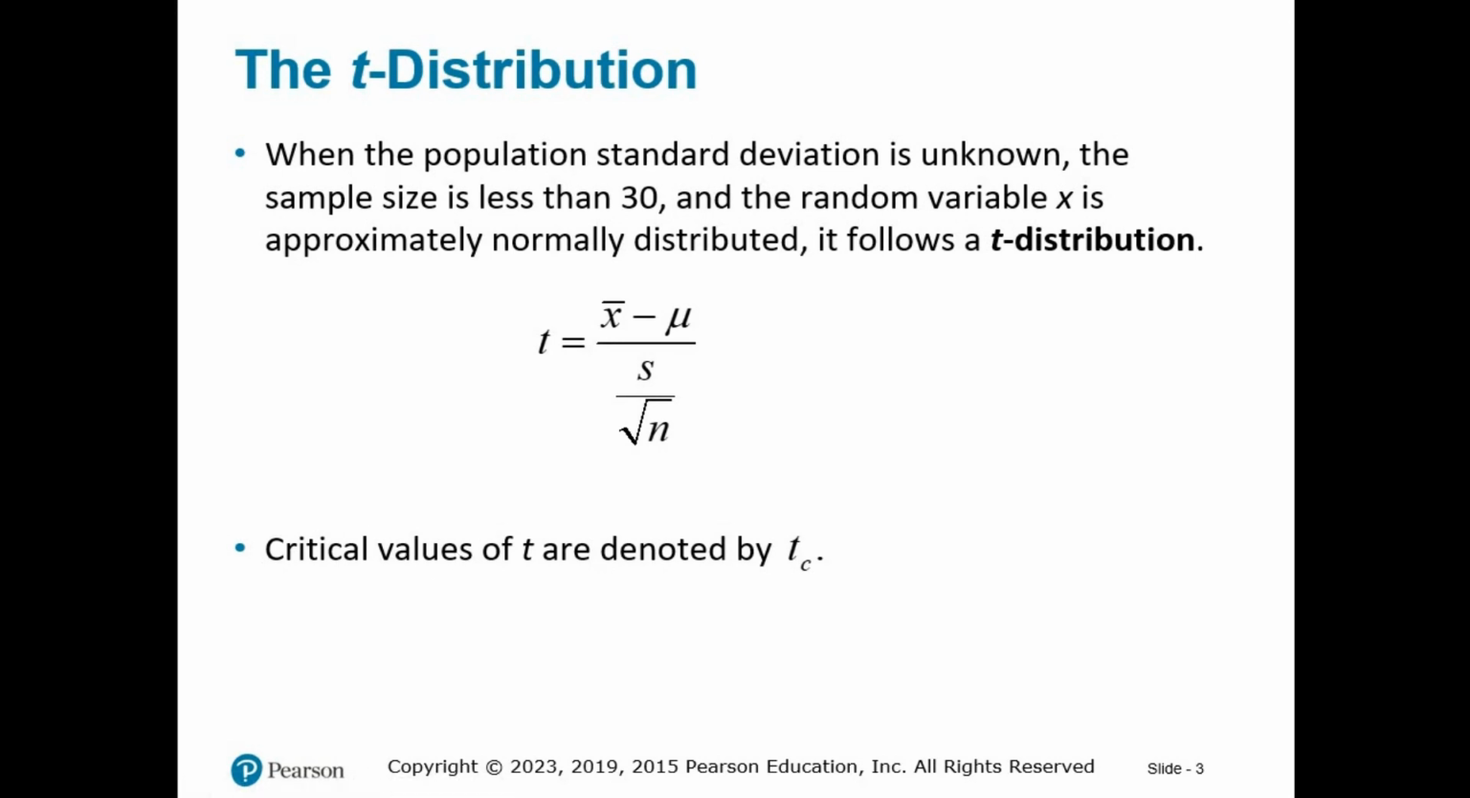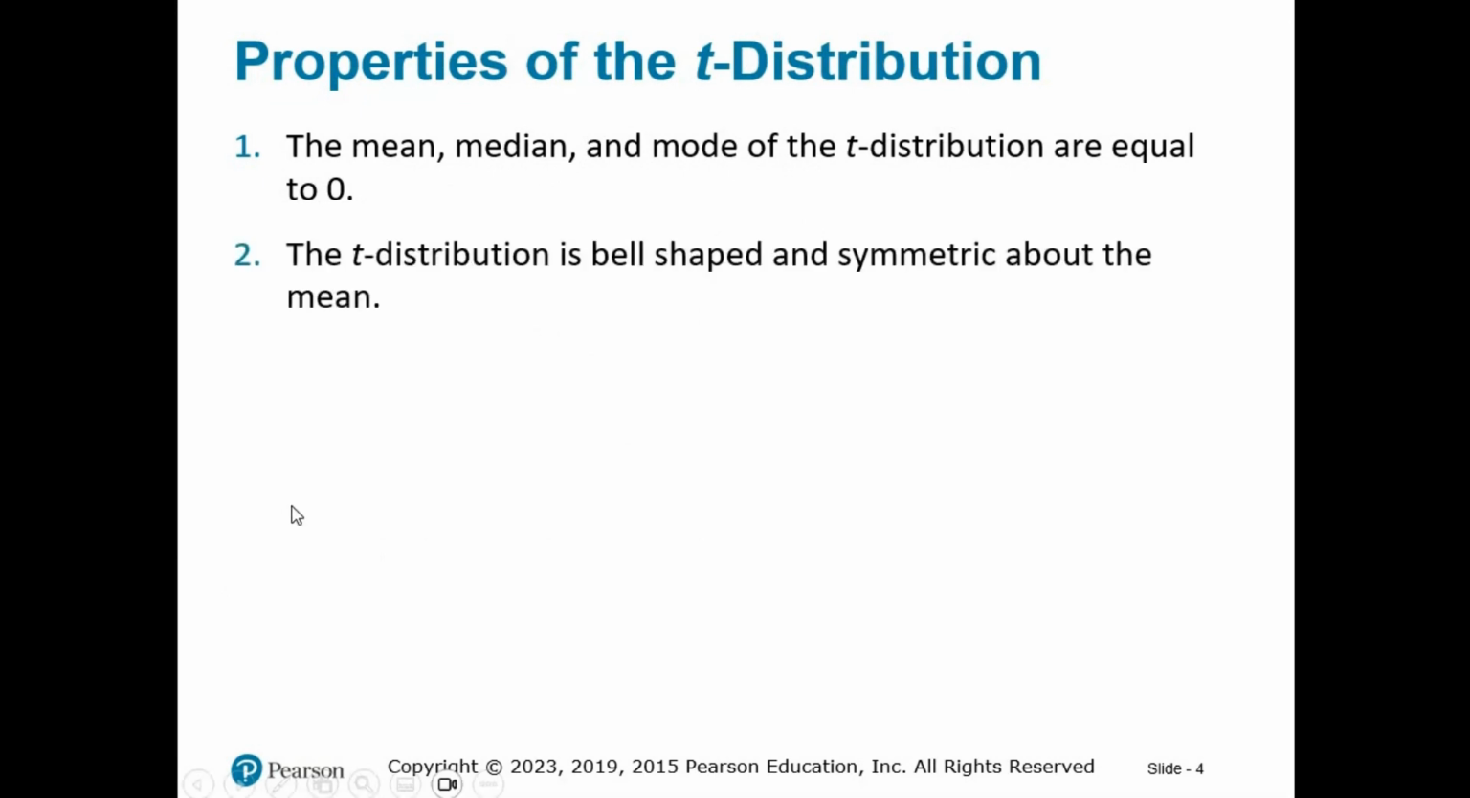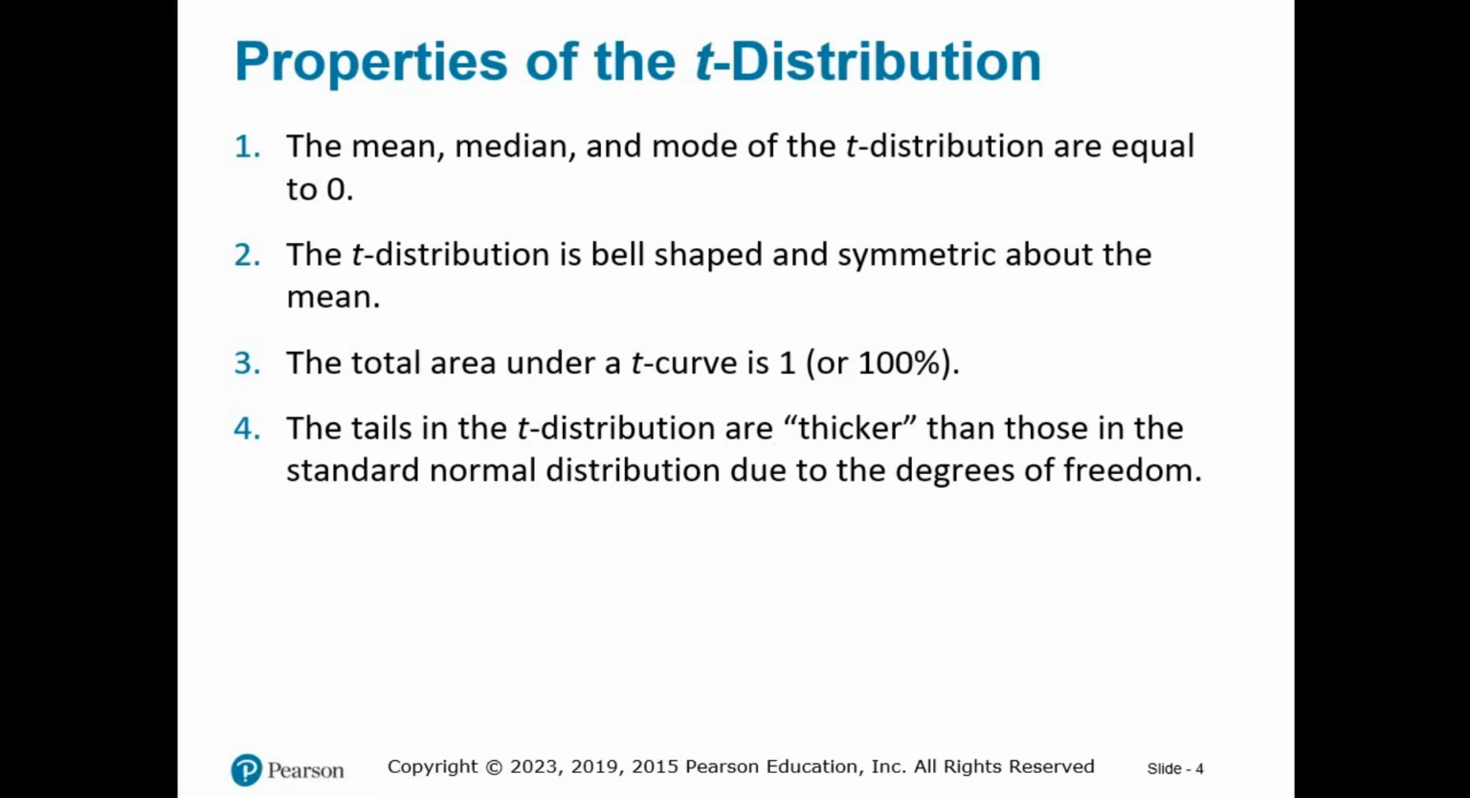Here are some properties of the t-distribution. The mean, median, and mode of the t-distribution are equal to 0. The t-distribution is bell-shaped and symmetric about the mean. The total area under a t-curve is 1, or 100%. Okay, so far these characteristics are very similar to the z-distribution, or standard normal curve. Now come some changes though. The tails in the t-distribution are thicker than those in the standard normal distribution due to the degrees of freedom. We're going to talk about those.